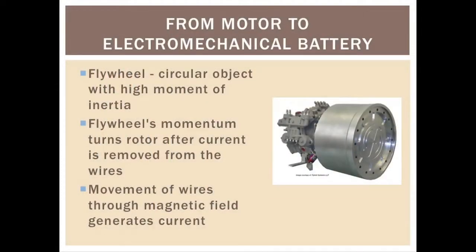Our team didn't want to just make an electric motor that was spinning really quickly. We wanted to give our project a purpose. So the purpose we decided to give our project was that of an electromechanical battery. In order to take an electric motor and make an electromechanical battery, we added a flywheel, which is a circular object with a high moment of inertia. The momentum of the flywheel will keep the rotor spinning even after the power source has been removed. As the wires move through the magnetic field, current is generated and stored in the flywheel as kinetic energy. This energy can later be drawn on as a power source.